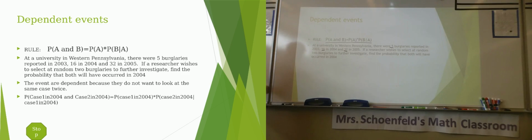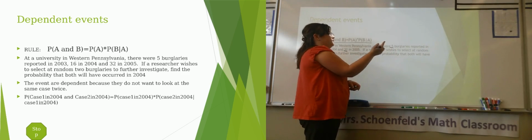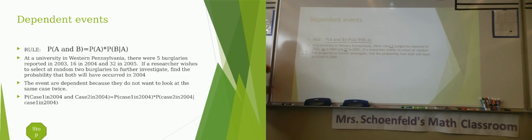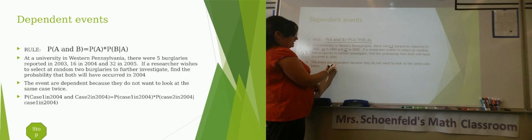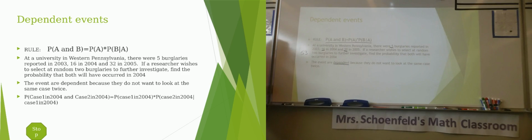So how many total things did we have? We have 16 and 32 is 48, plus 5, so I have a total of 53. Then if a researcher wishes to select at random 2 burglaries in 2004, the reason they're dependent, that they're not independent, is they don't want to look at the same case. So I don't want to use 16 over 53 times 16 over 53, because that could possibly give me the chances of looking at the same case twice.